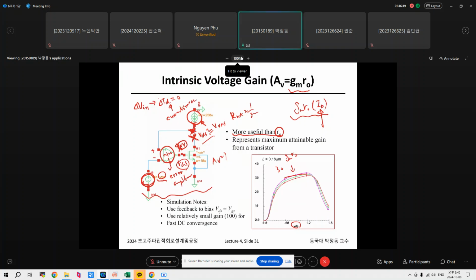That means delta V in is always 0. In order for this to be 0, this V in plus should always equal V in minus. Otherwise, it will not converge. Okay? So this is called the error amplifier, and by using this, you can drive this to this voltage.